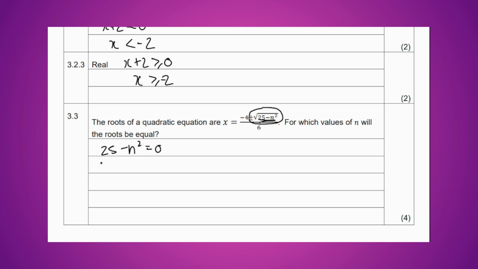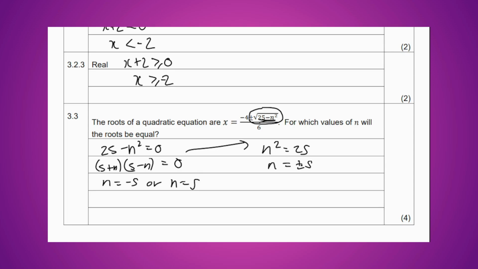And then you can do your difference of squares. It's 5 and 5, n and n, plus and minus. So where n is -5 or n is +5. Those are your 2 answers. Of course, alternatively, you could have gone for where n squared is equal to 25, therefore where n is ±5. That would have also been fine.